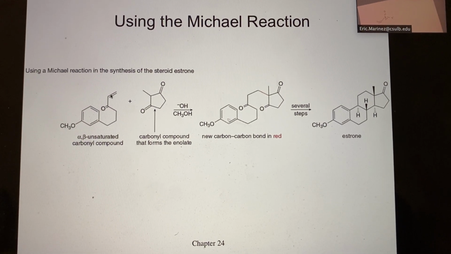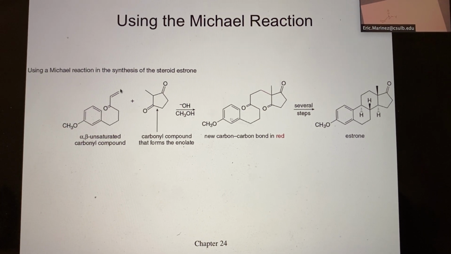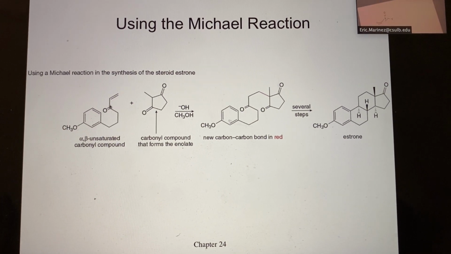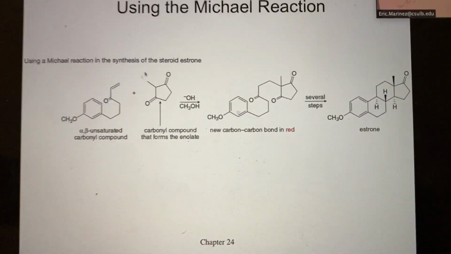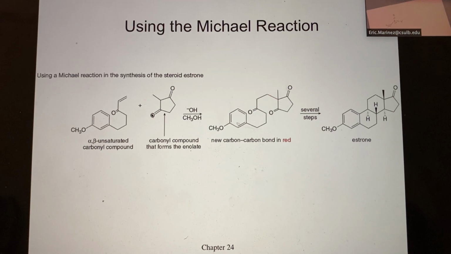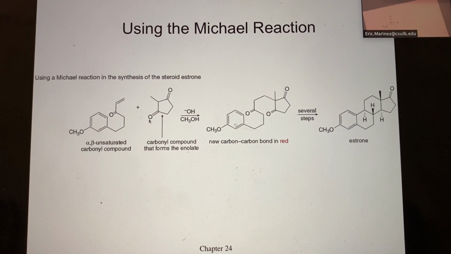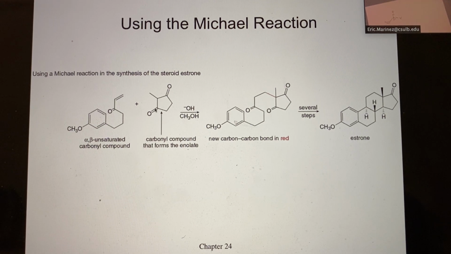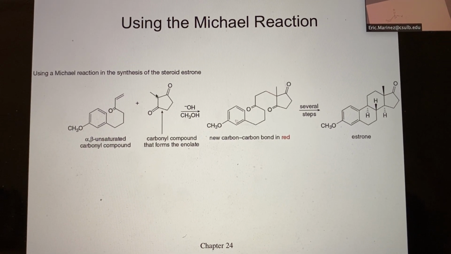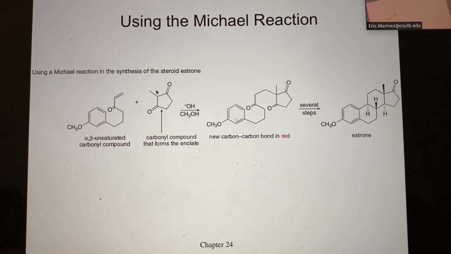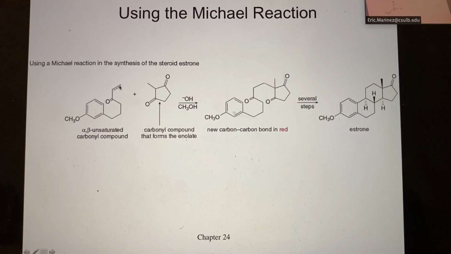Here is an alpha beta unsaturated system. Okay, so here I have a double bond here, conjugated to this carbonyl. Okay, and here I have basically a 1,3 diketone system that is in a cyclopentanone ring. So here I have a carbonyl, here I have a carbonyl, I have a methyl, but I have a hydrogen here that makes this hydrogen acidic. So recognize this is my beta carbon, because this is my Michael acceptor.